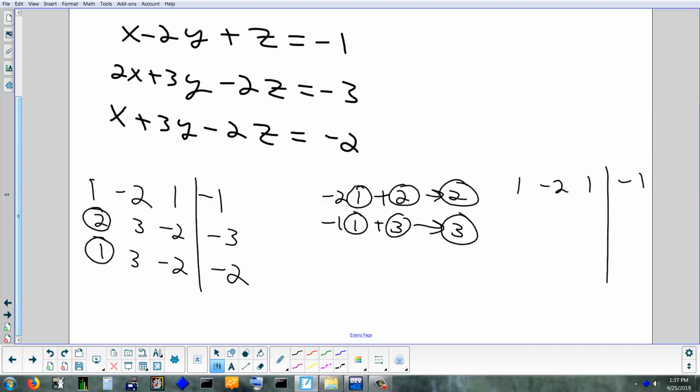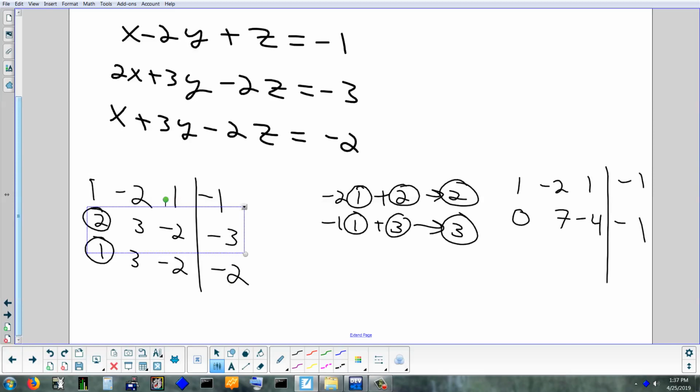Okay, now let's go through. -2 times the first row, added to the second. 1 times -2, plus 2, 0. -2 times -2, 4 plus 3, 7. What's 1 times -2? Plus -2? -4. And one more. -1 times -2, 2 plus -3. -1.